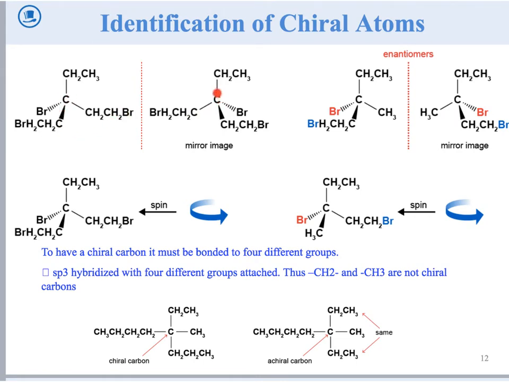You can see it here. This carbon, right? It's mirror image. This carbon has a bromine and a CH2 bromine and a CH2 bromine. Two of the same groups. It cannot be an asymmetric carbon.